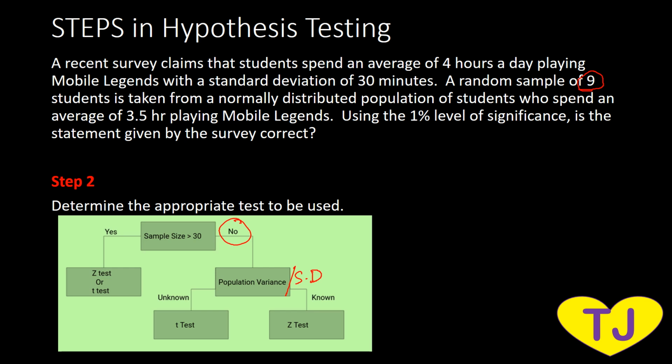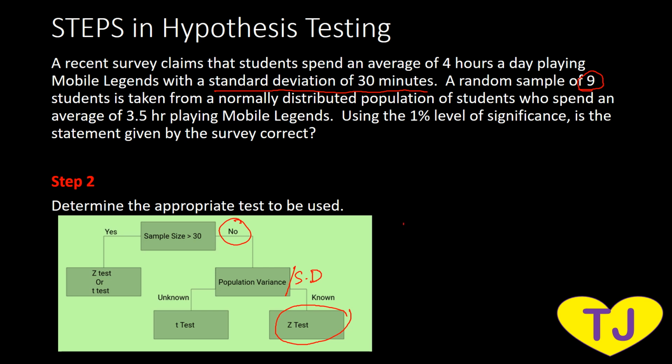Now, is the population variance or population standard deviation known or given in the problem? The answer is yes, because we have here a standard deviation of 30 minutes that's coming from our population, which is our students. Okay, so that means we will be using our z-test for this hypothesis testing. So that is how we determine the appropriate test to be used.